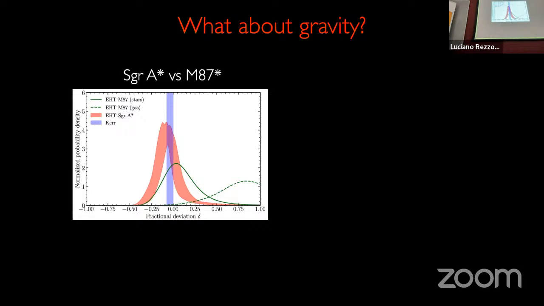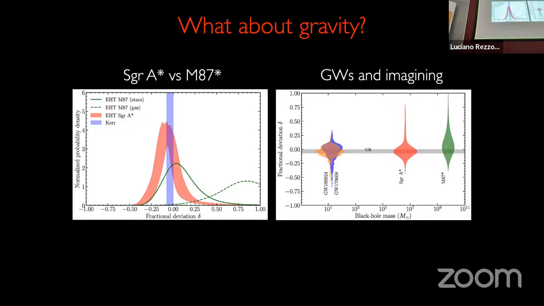You see that Sagittarius A star has a larger variance, but also a smaller vertical variance. This is due to the variability I was mentioning, but the actual distribution has a smaller variance, and that's because we know the mass very, very precisely, and this allows us to remove a lot of the uncertainties. And this is another very nice plot, which puts together gravitational waves and black hole images.